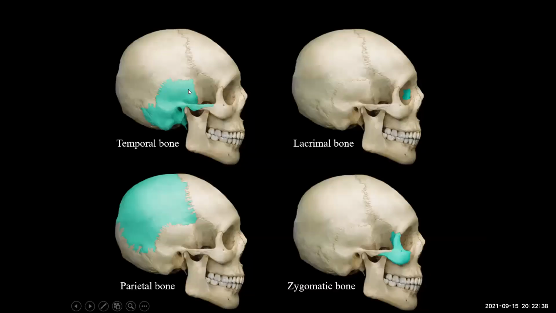All right, so here's your temporal bone on the side. And then you can see it in relation to the parietal bone right here. This is the frontal bone right up here. Here's the occipital bone back here. To review, there's the lacrimal bone. And then we got a new bone here called the zygomatic bone. So the zygomatic bone makes up part of your cheek.